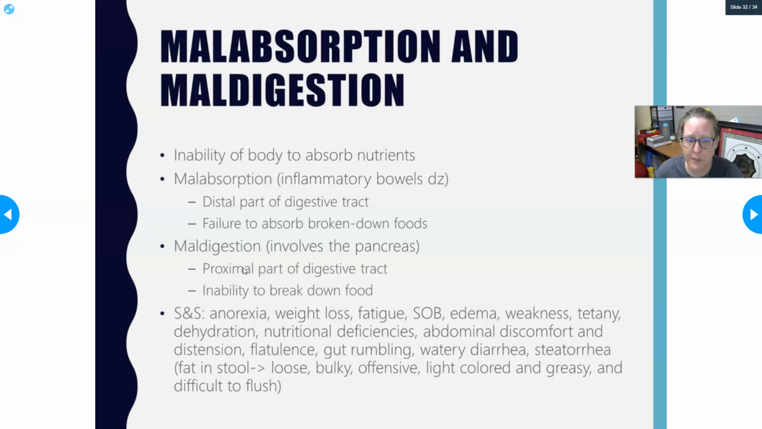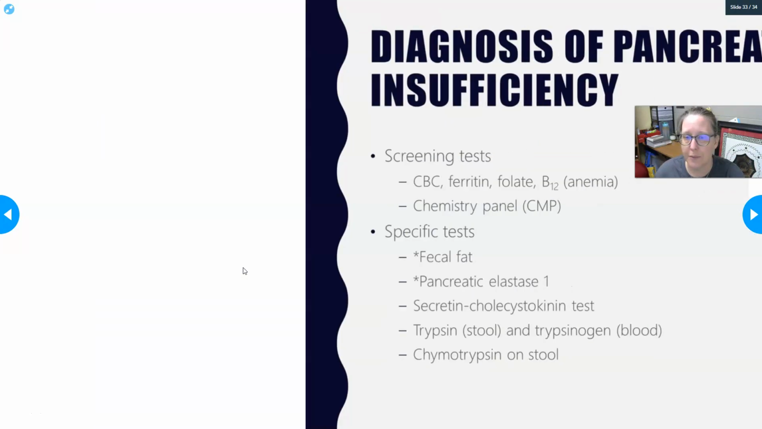The signs and symptoms of these are going to be anorexia, weight loss, so no appetite, basically, fatigue, shortness of breath, edema, weakness, tetany, dehydration, nutritional deficiency, abdominal discomfort and distension, feeling bloated, flatulence, which is gas, the gut rumbling a lot, having watery diarrhea, and having steatorrhea, which is due to the presence of fat in stool, and you get loose, bulky, offensive, really stinky stools. They're light-colored and greasy, and they're difficult to flush. So those would definitely be worth investigating.